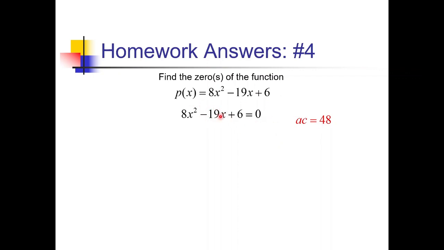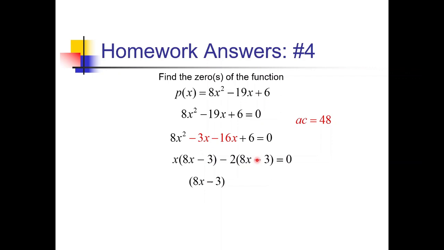So let me split this negative 19x up into a minus 3x and a minus 16x. And now that I have 4 terms that I've rewritten this thing with, I'm just going to factor this by grouping. So for my first two, I can take an x out of those. That leaves me with 8x minus 3. And then for the next ones, I can take a negative 2 out of those, leaving me with an 8x and a minus 3 as well. So then 8x minus 3 comes out of everything. That's a common factor. And then x minus 2 is the other factor.